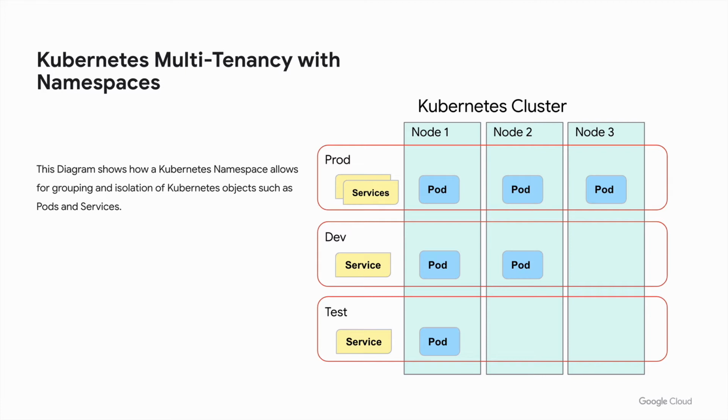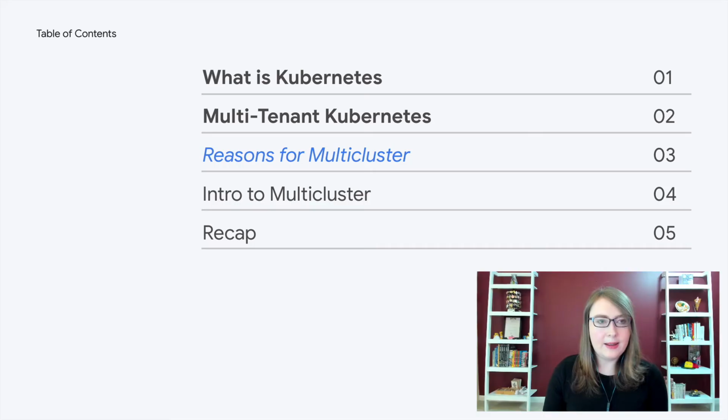Here's an example of separating out your namespaces to use as a prod environment, a dev environment, and a test environment. So that's a little bit of an overview of namespaces, and we've gone over a little bit about what Kubernetes is.